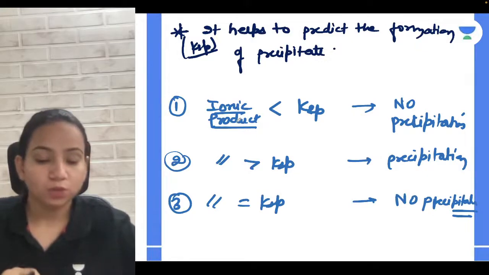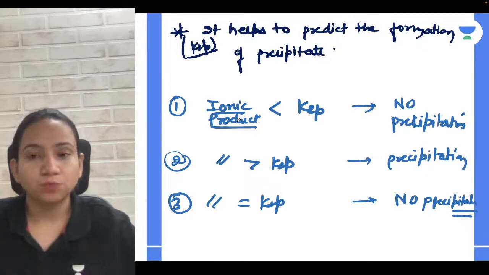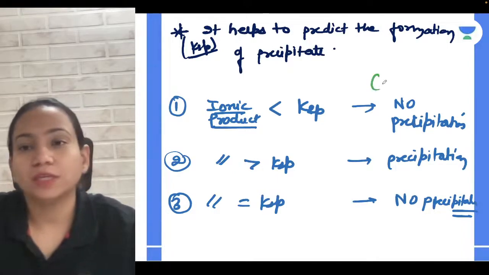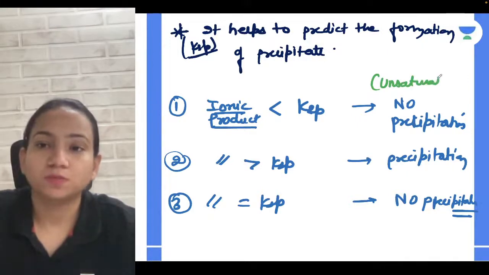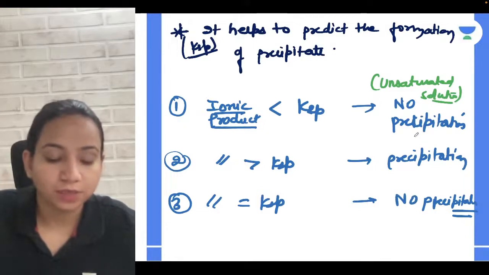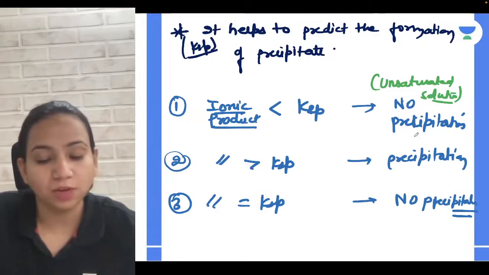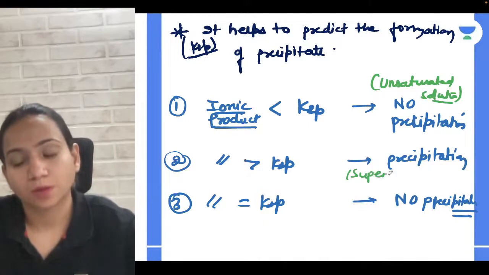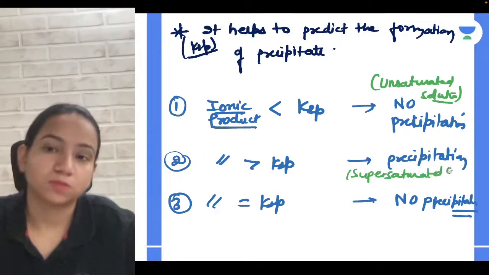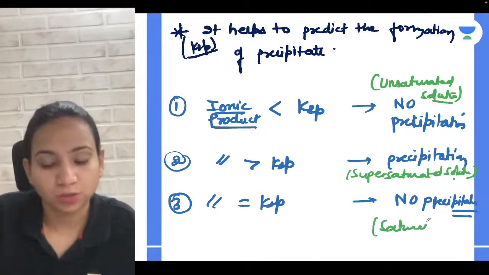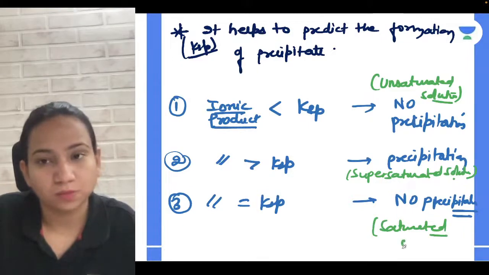So tell me, guys, if there is no precipitation, it means it's an unsaturated solution. If there is a precipitation, what will you say? It has started settling down, so it means it is undergoing precipitation, meaning it's a supersaturated solution, guys. And if there is no precipitation, it means it is a saturated solution, when both are equal.